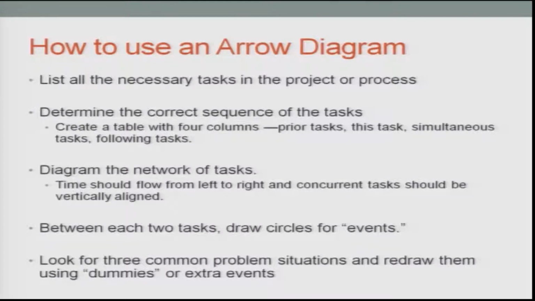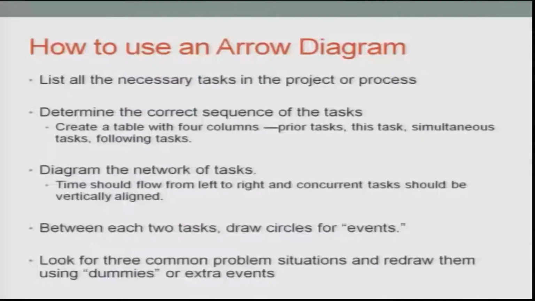Create a table with 4 columns, which are the priority task, this task, the simultaneous task and the following task. What are the priorities, how they are related, and the number of days required for the jobs should be noted down. Then diagram the networks of the tasks.